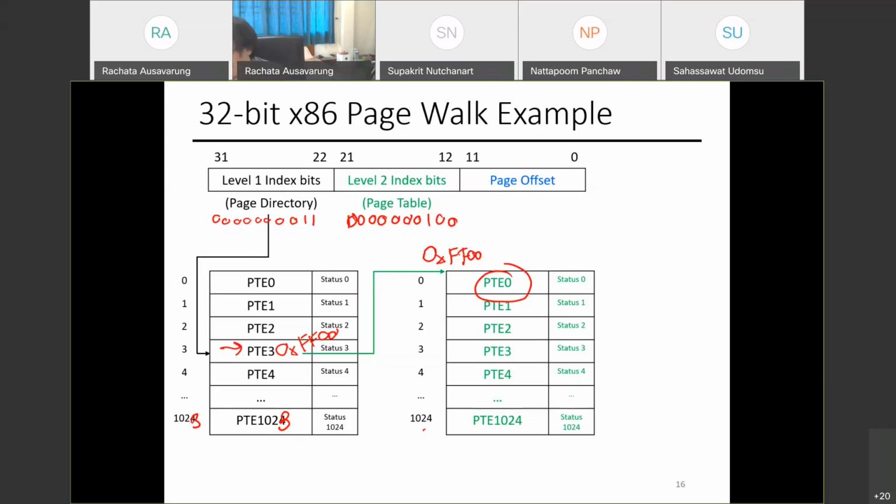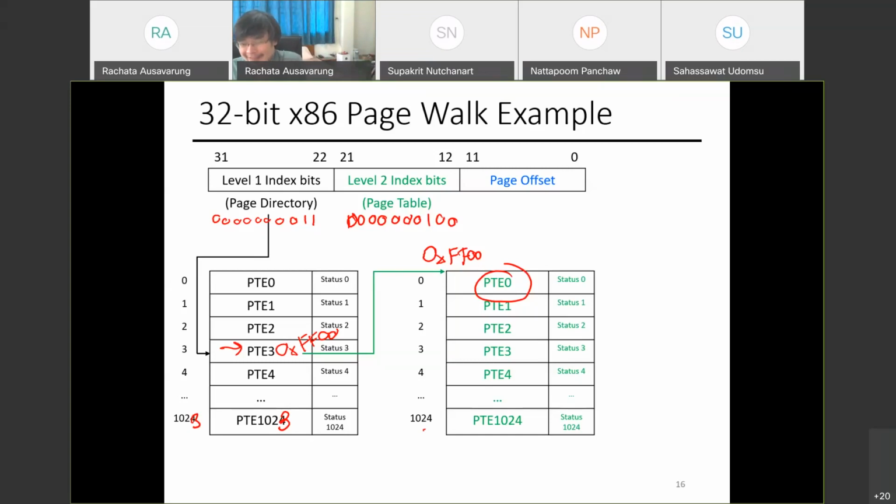It should be 0xFF00, right? Yep, it should be the same address. Basically, you think of it as everything here is in DRAM, right? Everything here is in DRAM. So if PTE3 points to 0xFF00, that's where my page table is.